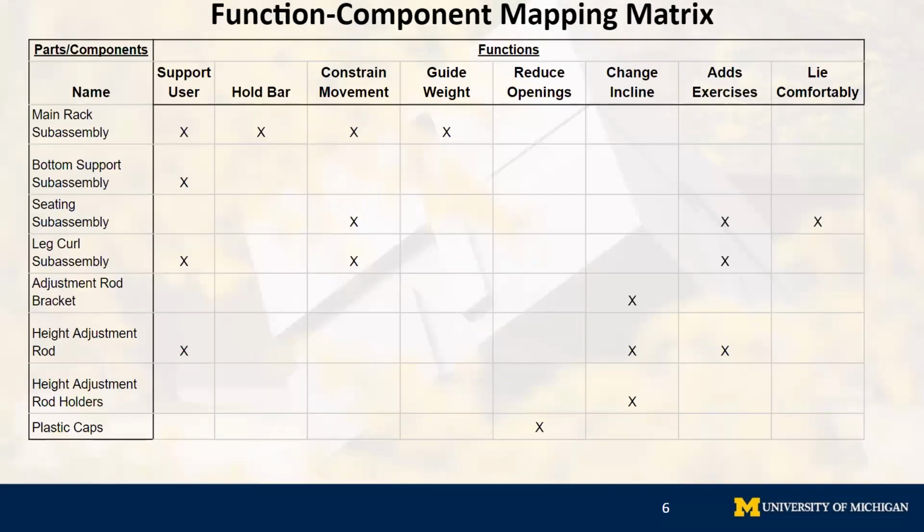The function component mapping matrix lists functions and components. The functions are derived from the terminal nodes of the FAST diagram, which includes supporting user weight, holding weight bar, guiding weight, reducing openings, changing incline, having exercises, and lying comfortably. Components are from the leaves of the fishbone assembly diagram.